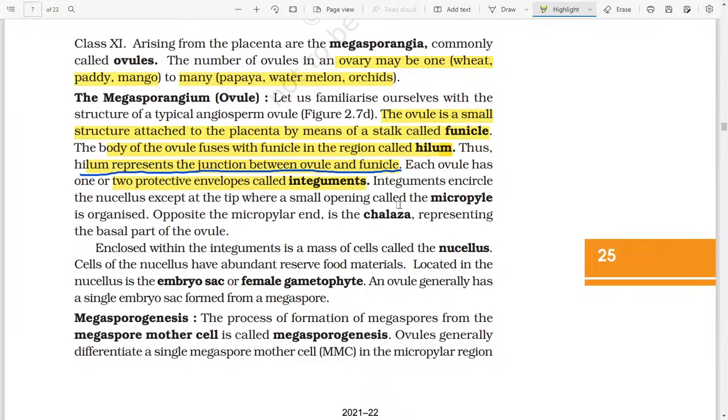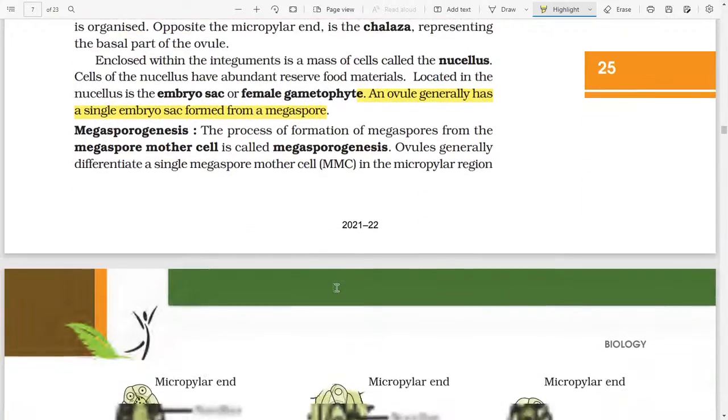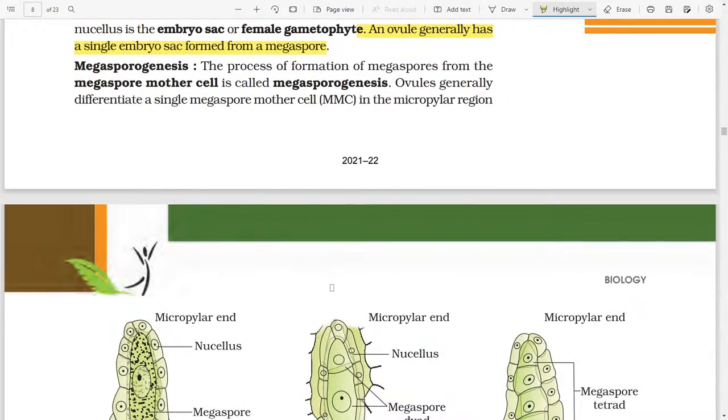Located in the nucellus is the embryo sac, the female gametophyte. An ovule generally has a single embryo sac formed from a megaspore. The process of formation of megaspores from the megaspore mother cell is known as megasporogenesis. Ovules generally differentiate a single megaspore mother cell in the micropylar region of the nucellus.